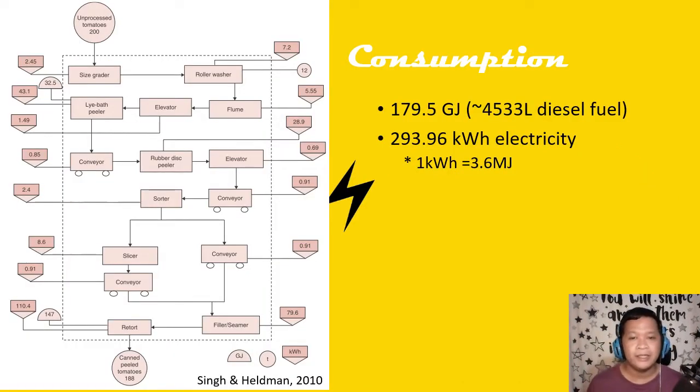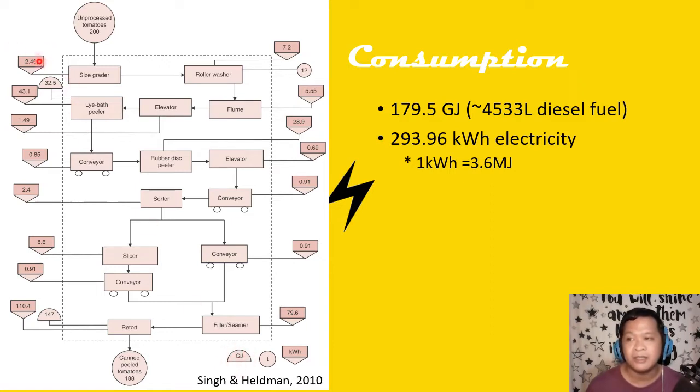Okay, so ito po ay isang example ng mass and energy balance simplified diagram from Ingen-Heldman, wherein tayo ay merong 200 tons of tomatoes unprocessed, and we're gonna make 188 tons of canned and peeled tomatoes. And for each process, as you can see here, ay meron tayong kaakibat na energy consumption, whether it is in kilowatt hours of electricity, yung mga inverted triangle with a rectangle, and the semicircles are gigajoules from presumably fuel, combustible fuel.